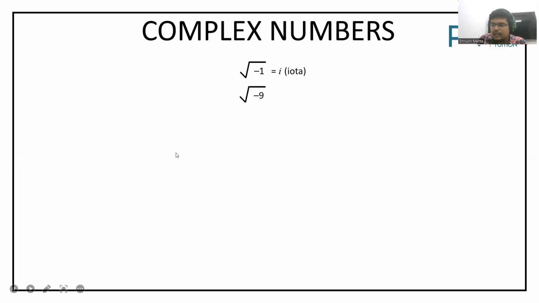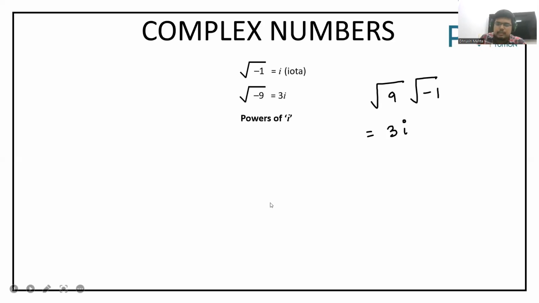So now you tell me what will be root of minus 9. It will not be 9i. See, root of minus 9 can be written as root 9 into root minus 1. What is root 9? Root 9 is 3. So 3i. So this is how it works.